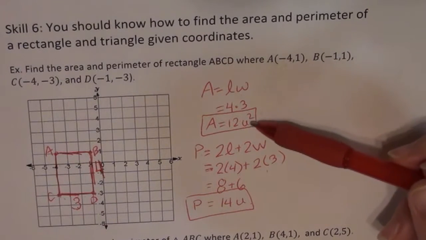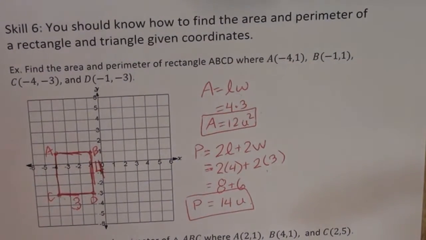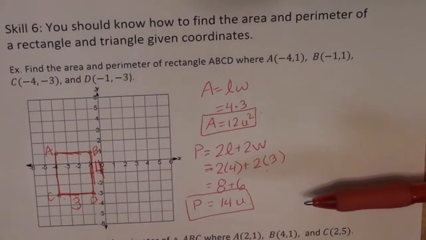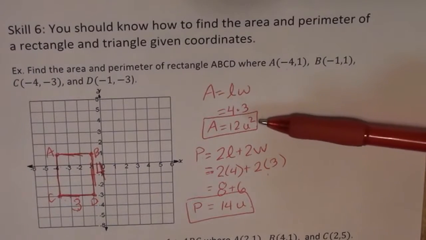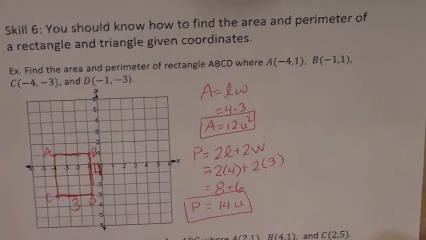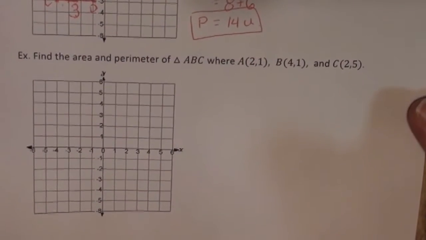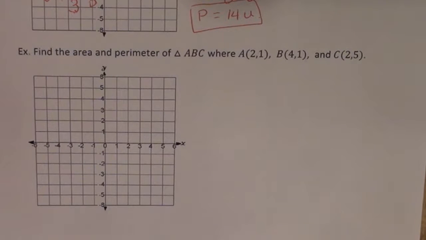The units themselves, units squared or units for area and perimeter, are very, very important if you're actually applying this geometry outside of a problem. But within the context of this problem, we're not going to try to trick you and mix up the units on you. Now, in addition to being able to do this with a rectangle, we need to be able to do the same sort of problem with a triangle.